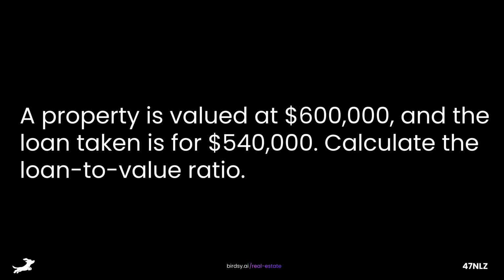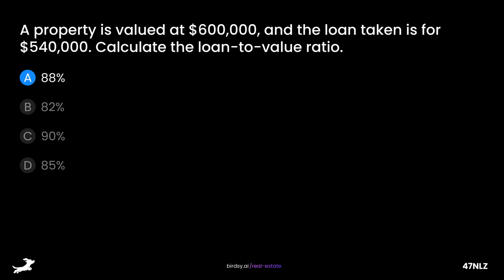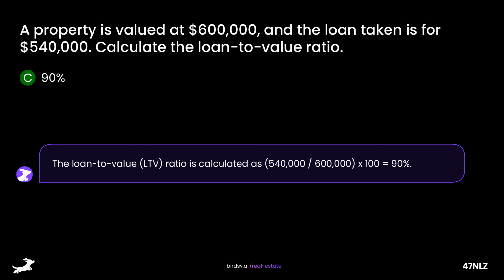A property is valued at $600,000 and the loan taken is for $540,000. Calculate the loan-to-value ratio. Is it A, 88%, B, 82%, C, 90%, or D, 85%? The answer is C, 90%. The loan-to-value (LTV) ratio is calculated by dividing the loan amount by the property value and multiplying by 100. $540,000 divided by $600,000 multiplied by 100 equals 90%.